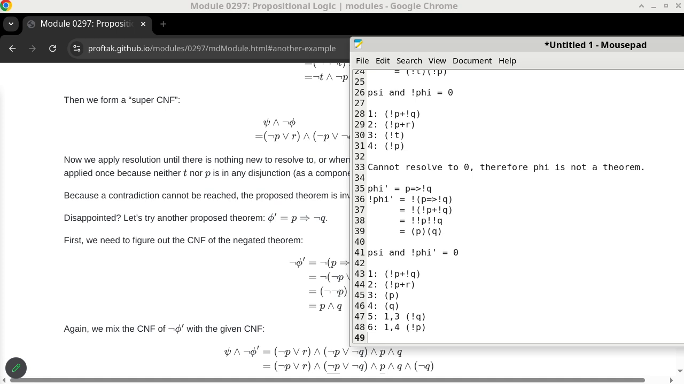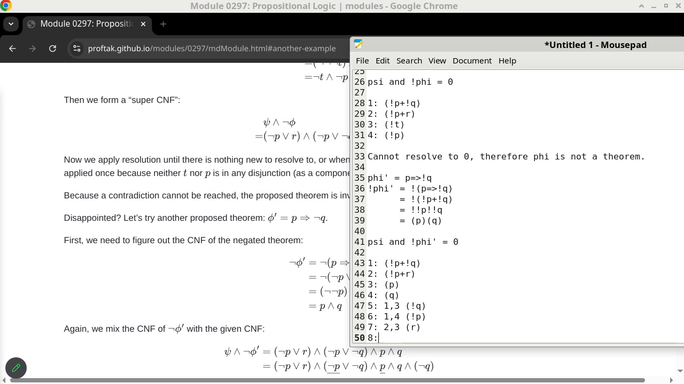So now we look at the second one and we look at the third one and say, can those two resolve? Yes. So expression 7 is the result of 2 and 3 resolving into just R. And now we look at 2 and 4 and ask, can those two resolve? Yep, those two can also resolve. 2, 4 cannot resolve. I take it back, sorry. That's my bad. And then 2, 5, none of those can resolve anymore. So now we move on to 3.